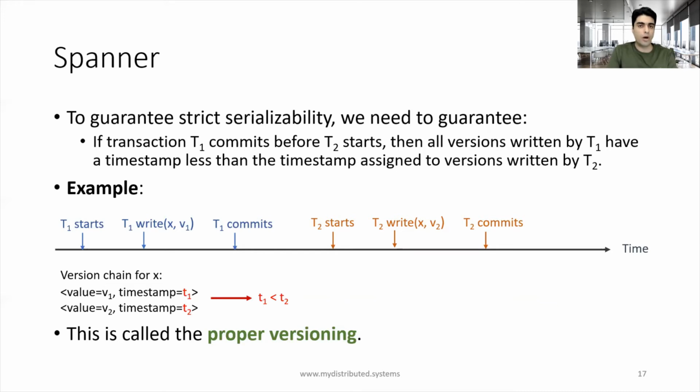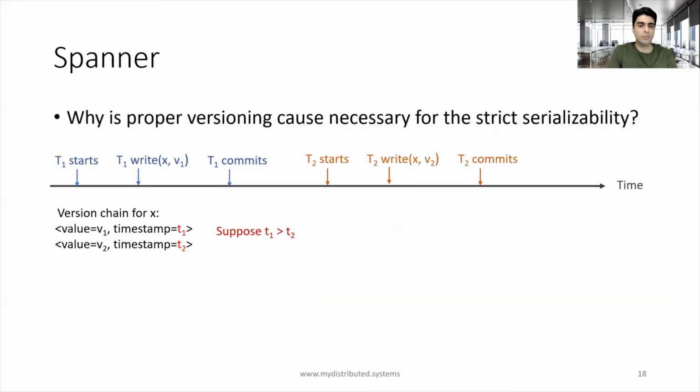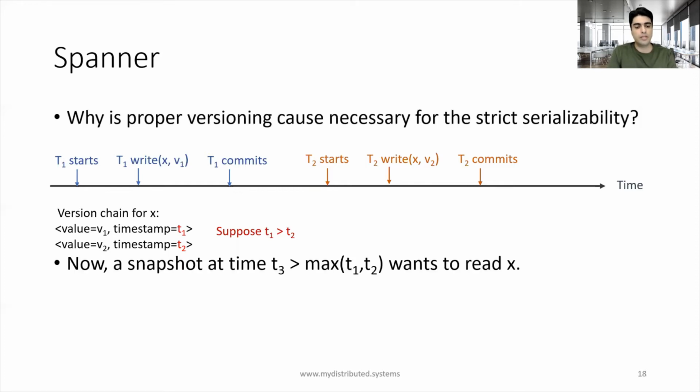But let's see why this proper versioning is necessary. Suppose we don't provide proper versioning. Suppose we violate that. And in this scenario, suppose we assign timestamps T1 and T2 such that T1 is greater than T2. Now a snapshot at time T3, which is greater than T1 and T2, wants to read item X.